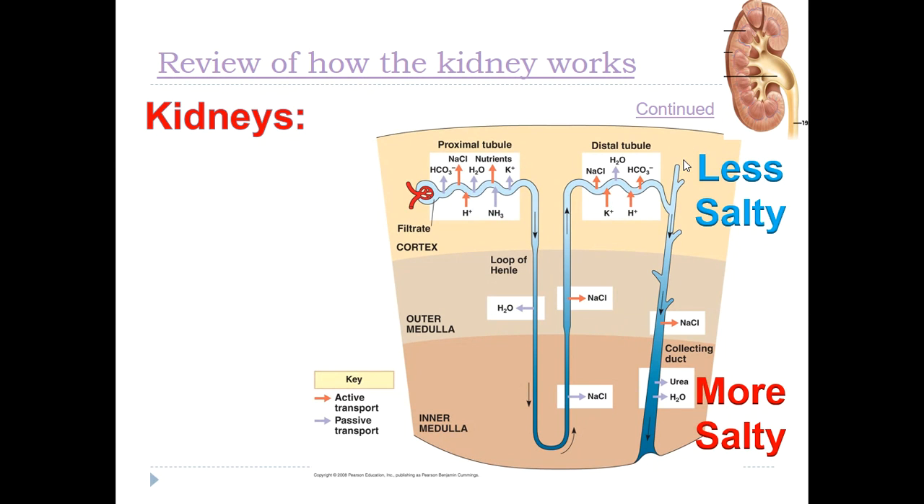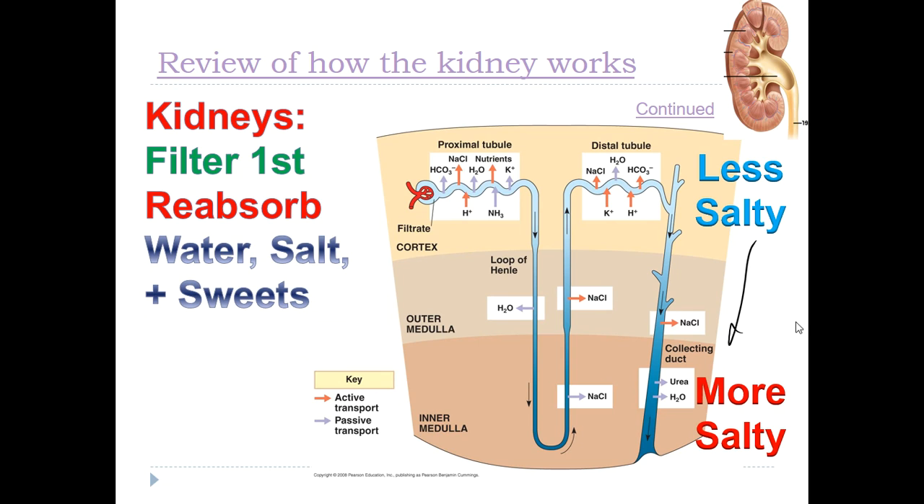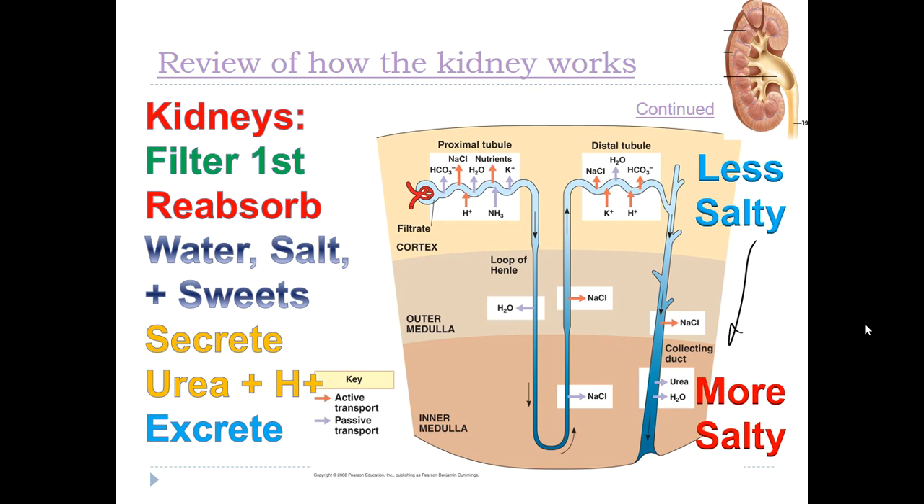Now, hopefully by this point, you've got the idea. The kidney is all about water following salt. As you move into it, it gets more salty. The first thing we do is we filter it, push out the good stuff and the bad stuff, reabsorb the good stuff like the water, the salt, and the sweets, push out things like urea and hydrogen ions to, one, get rid of the waste, and two, to make the pH drop and make it acidic to kill off bacteria, and then physically excrete it and pee it out.